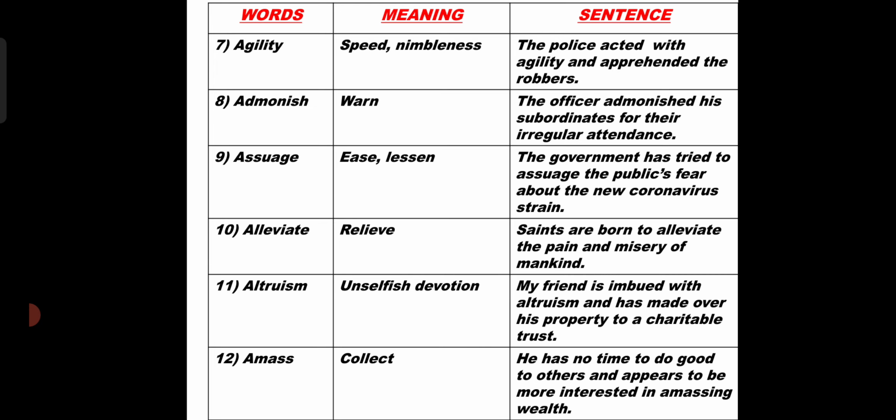Next, altruism. Altruism, meaning unselfish devotion. Example: my friend is imbued with altruism and has made over his property to a charitable trust. Next, amass. Amass, meaning collect. For example, he has no time to do good to others and appears to be more interested in amassing wealth. Clear, everyone?